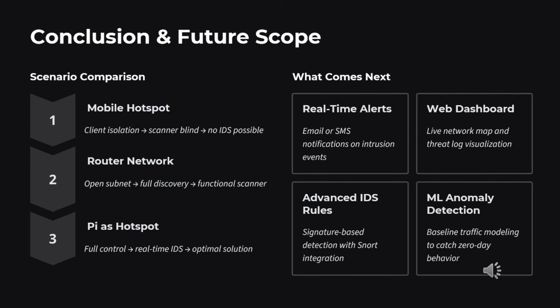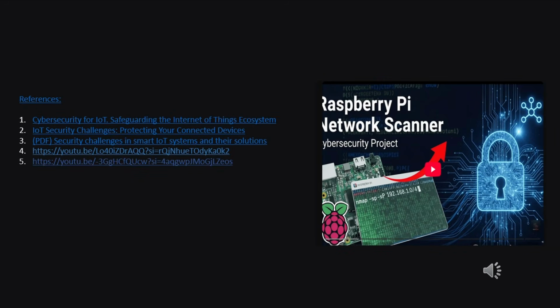To conclude, mobile hotspot is ineffective, router is partially effective, and Pi as a hotspot is the best solution. For future work, we can add real-time alerts, web dashboards, advanced IDS tools like Snort, and machine learning for better detections. These are the references we used for our project, including research papers and online resources.